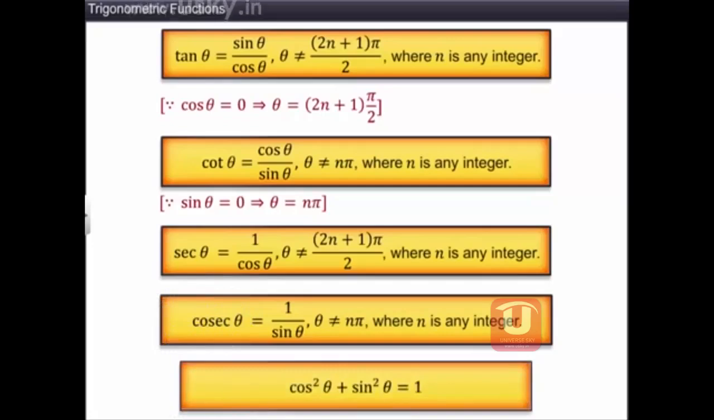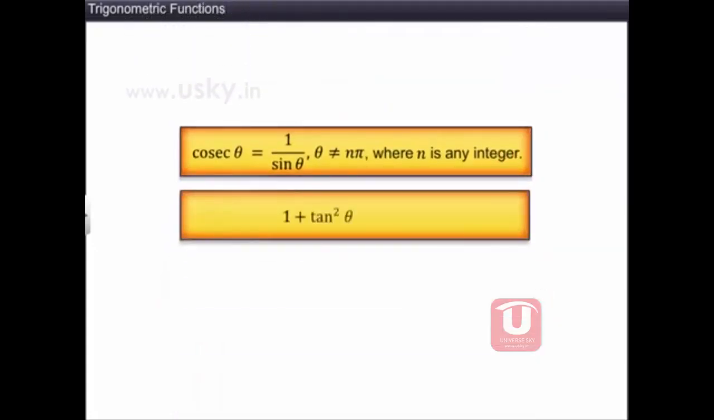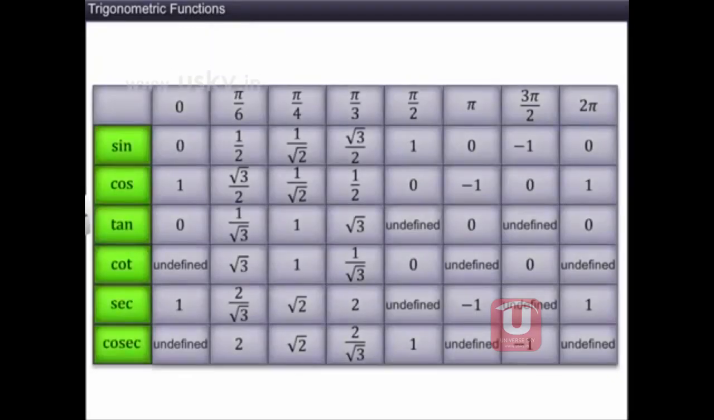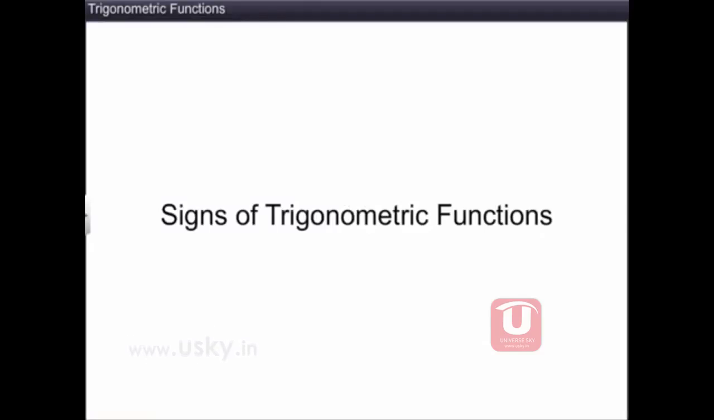Using the above four trigonometric functions and the result sin square theta plus cos square theta is equal to 1, we can arrive at two more results that you have already studied in earlier classes. 1 plus tan square theta is equal to sec square theta, and 1 plus cot square theta is equal to cosec square theta. The table here shows the values of trigonometric functions for some standard angles. Let us now see the signs of trigonometric functions in different quadrants.